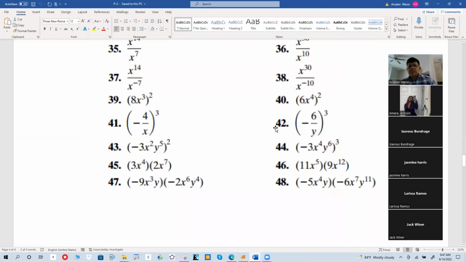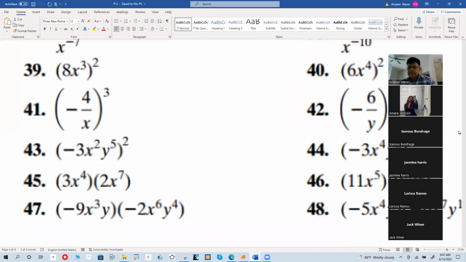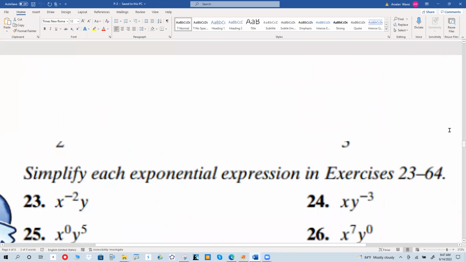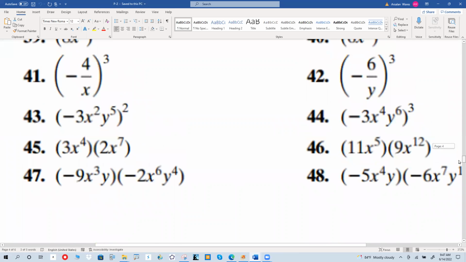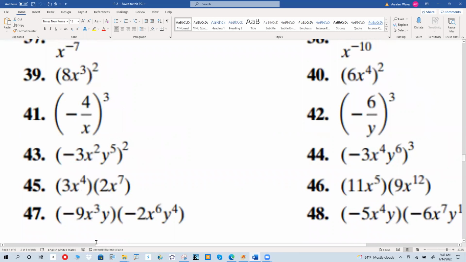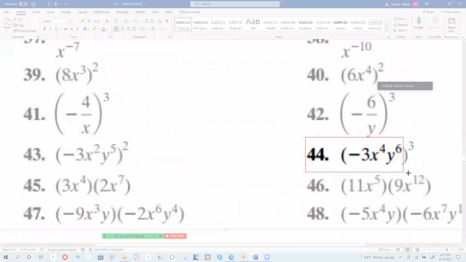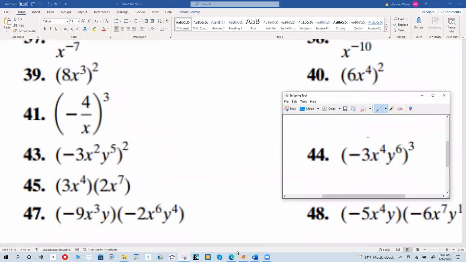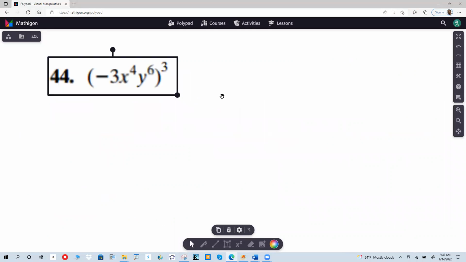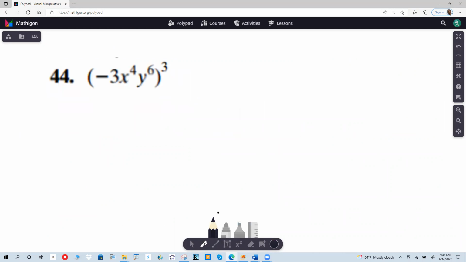Okay, so this 42 is very similar. Let's try 44. Again, a couple of things we are kind of collecting or gathering. If you have a negative sign, odd power, the sign stays. So I'm going to rewrite it as follows.